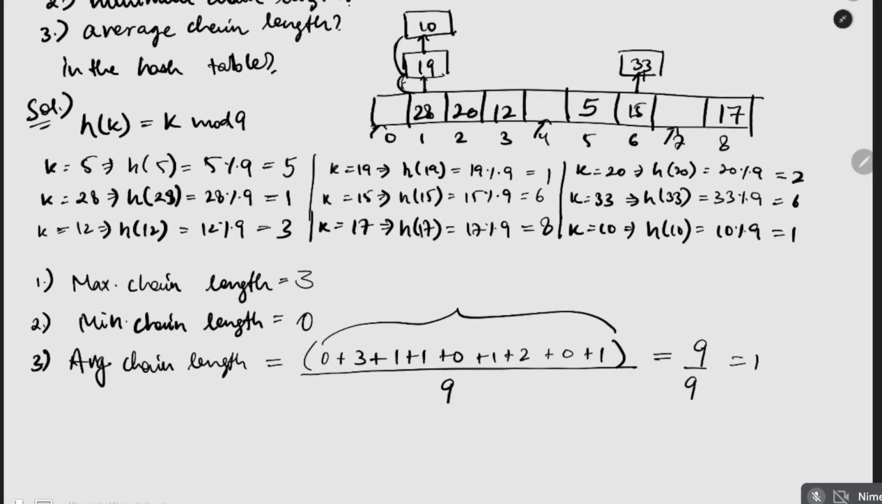Like, what is the average chain length? Average chain length is 1 and should be 1 if the number of elements inserted is equal to the size of the hash table. If the number of elements was more than the size of the hash table, then the average chain length would be greater than 1.